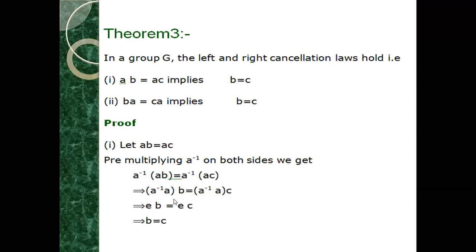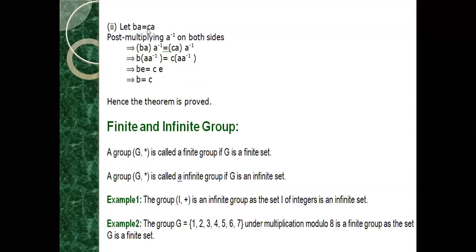Next one, let BA is equal to CA. So post multiplying with A inverse on both sides. So BA into A inverse is equal to CA into A inverse. So here we group AA inverse. AA inverse is equal to E.